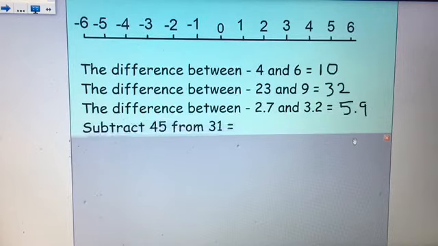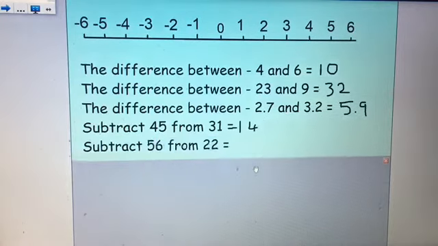Let's have a look at the next one. Slightly different question now. This is a bit like the ones before. Subtract 45 from 31. So if you had 31 and you subtracted 45, you know you've got to go into a minus number. We know the difference between 31 and 45 is 14. So the answer has got to be minus 14.